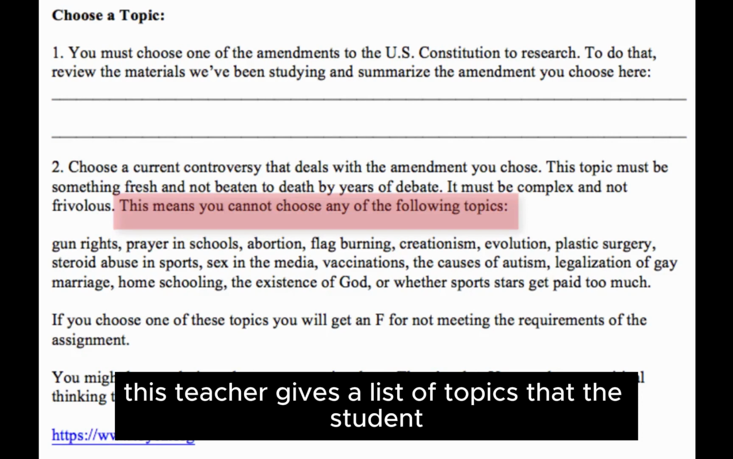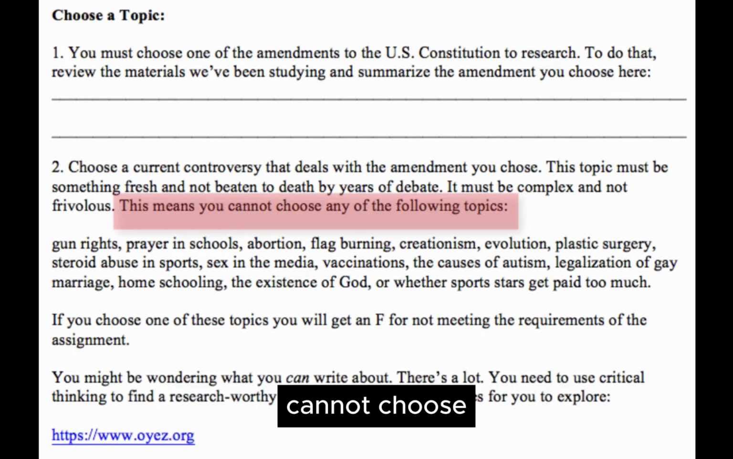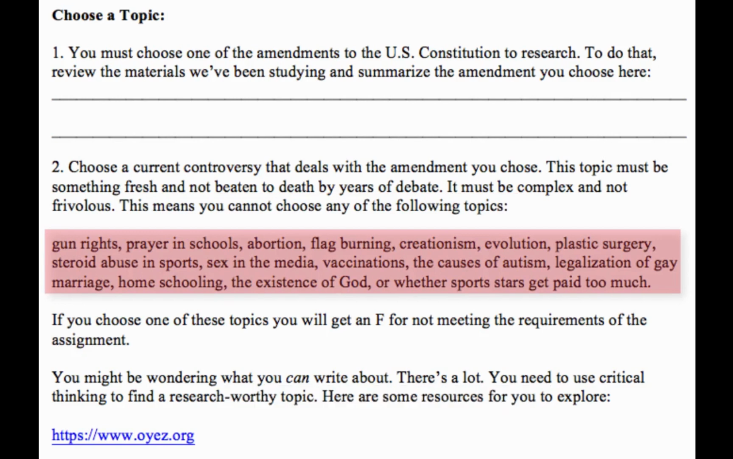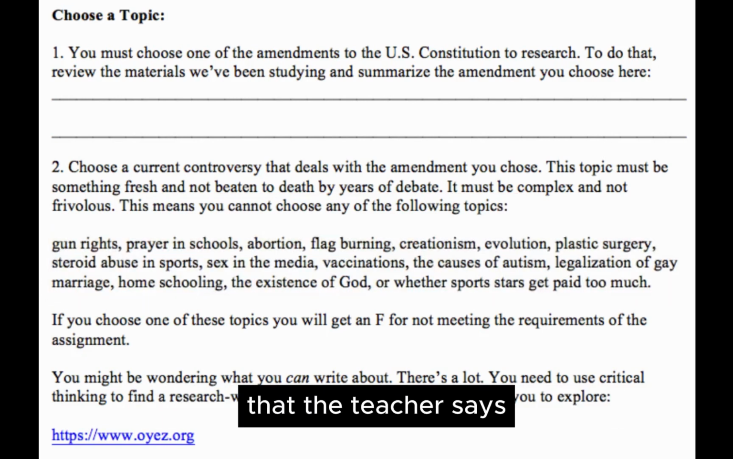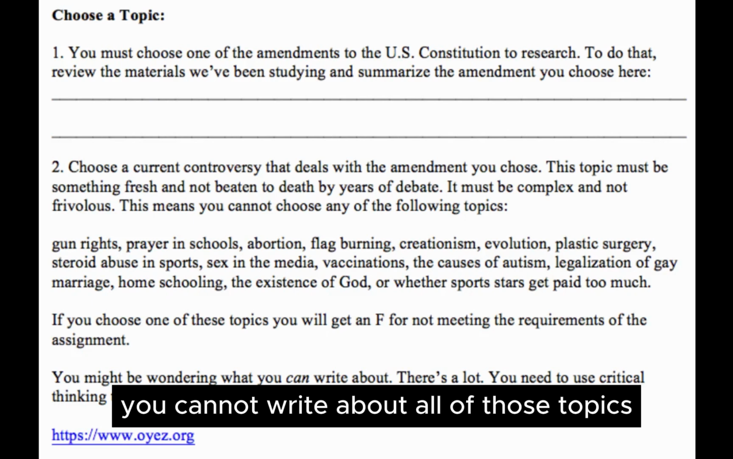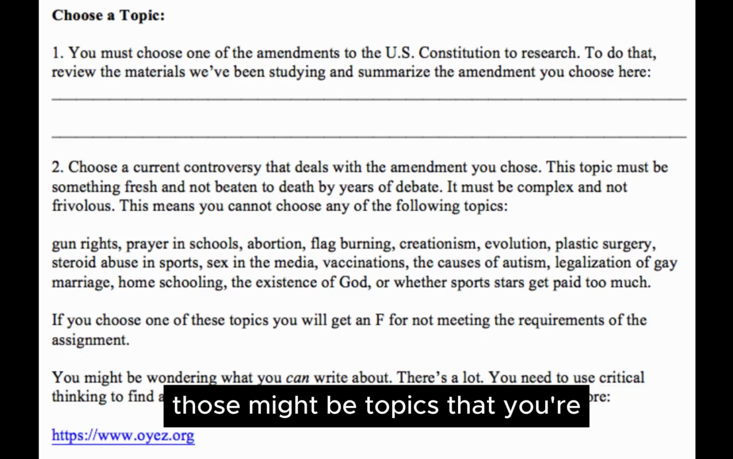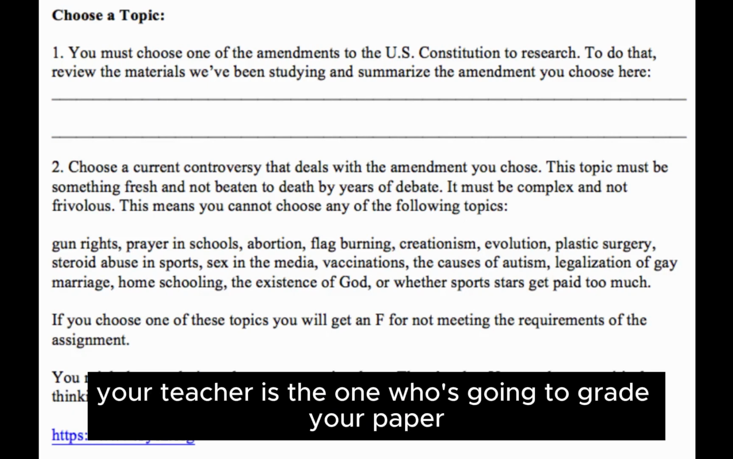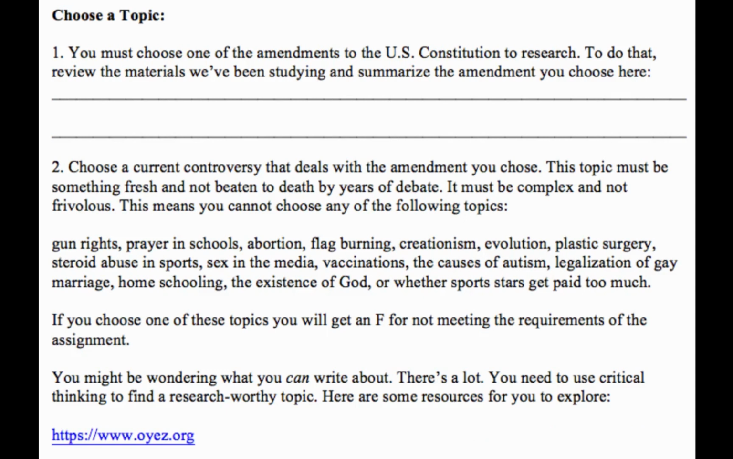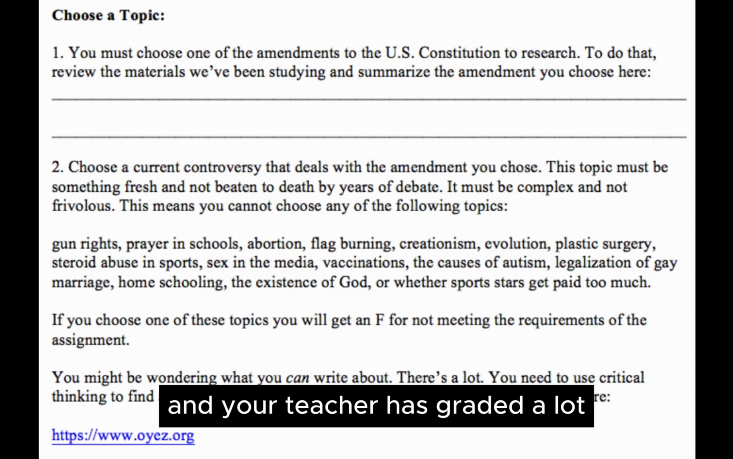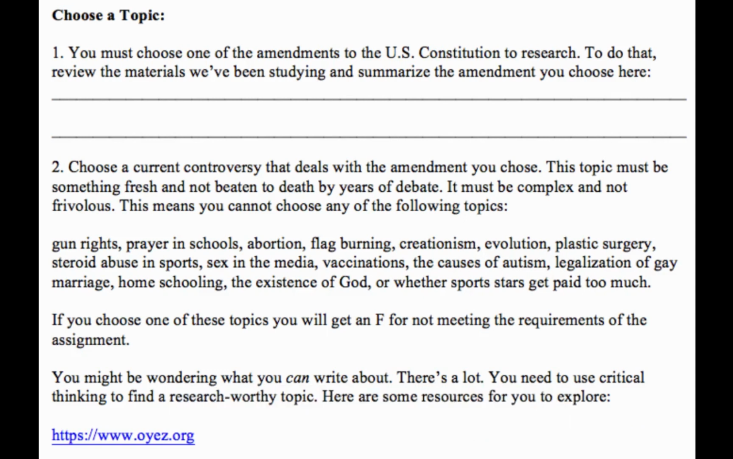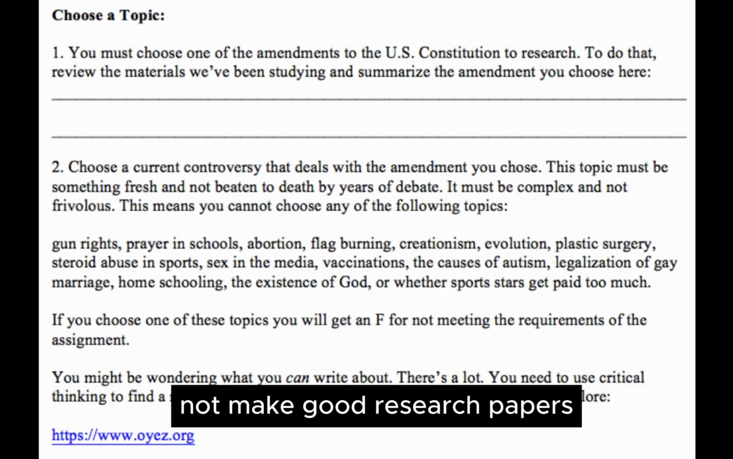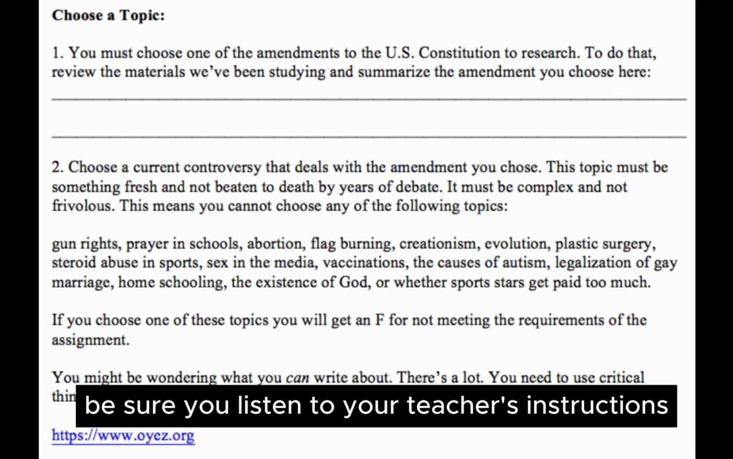And then look here. This teacher gives a list of topics that the student cannot choose. And this is a pretty long list. Now you may think that's not very fair that the teacher says you cannot write about all of those topics. Those might be topics that you're really interested in writing about. But remember, your teacher is the one who's going to grade your paper. And your teacher has graded a lot of research papers in the past. So the teacher knows what kind of topics would not make good research papers. Be sure you listen to your teacher's instructions.